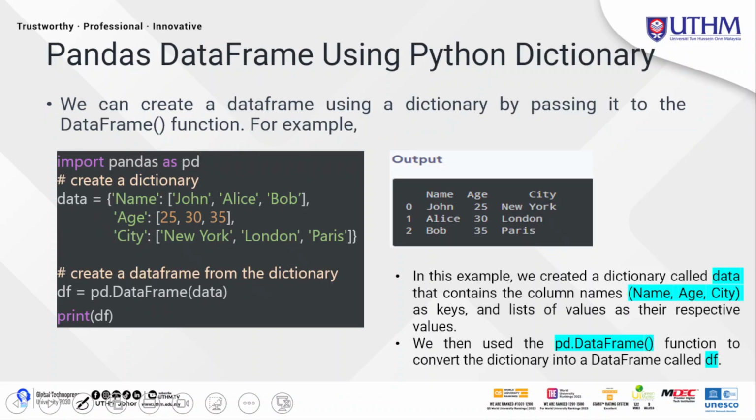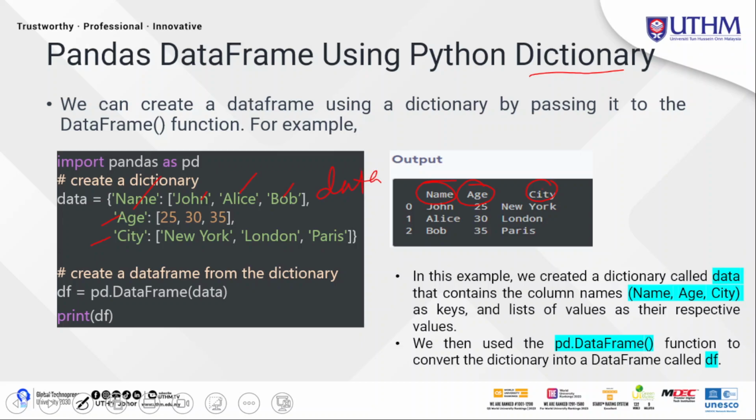For the first example, using a dictionary. We already learned about dictionary, right? The dictionary comes with the label. In this case, the labels are name, age, and city. So name is considered one column. You can see here the output. Age is one column and city is one column. And these are the values inside the data, the data inside the column.